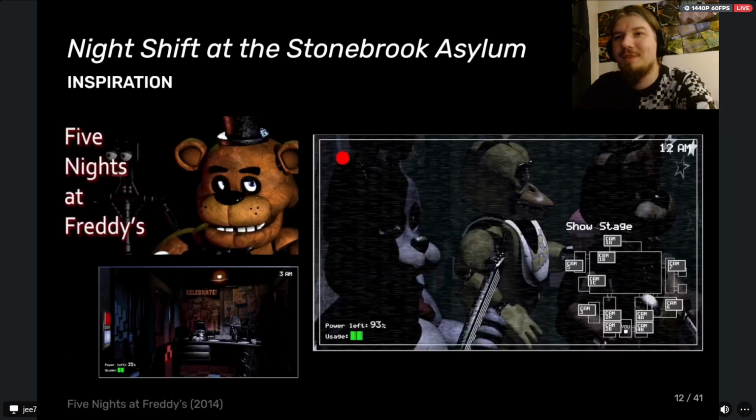Another inspiration was the Five Nights at Freddy's games. We thought about what would be an interesting way for the player to interact with the world. They interact through these security cameras, observing the patients through these cameras. This is directly from Five Nights at Freddy's, where you look at the cameras to see what's happening in the area, and of course Night Shift and Five Nights all connect here.